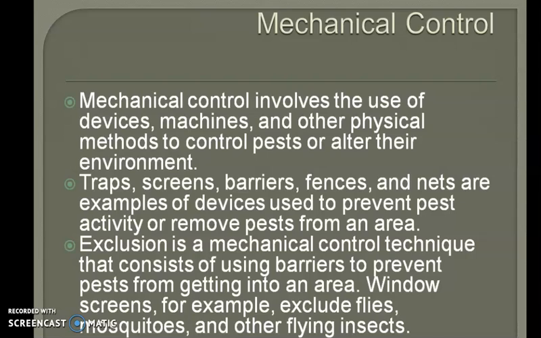Next is the mechanical control, and the mechanical control involves the use of devices, machines, and other physical methods to control pests or alter their environment. Traps, screens, barriers, fences, and nets are examples of devices that can be used to prevent pest activity or remove pests from a particular area. Exclusion is a mechanical control technique that consists of using barriers to prevent pests from getting into an area. Window screens, for example, exclude flies, mosquitoes, and other flying insects.